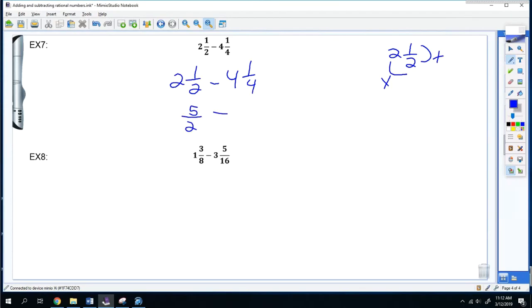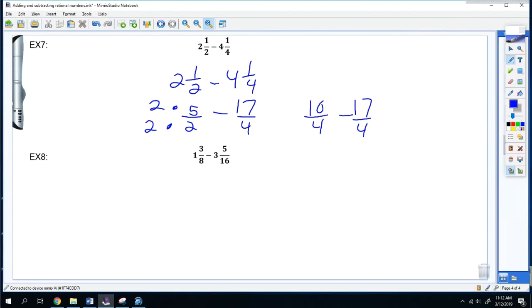You're going to do the same thing over here. Popcorn. So 4 times 4 is 16, plus 1 is 17. So it'll be 17 over 4. But then you have to have a common denominator. So they both share a common denominator of 4. So I'm going to multiply this by 2, multiply this by 2. So now I'm going to have 10 over 4 minus 17 over 4.